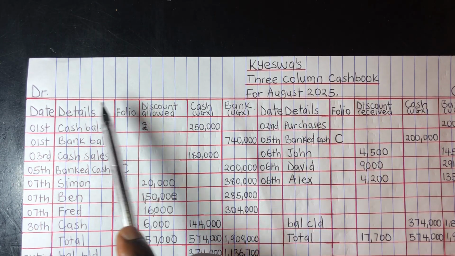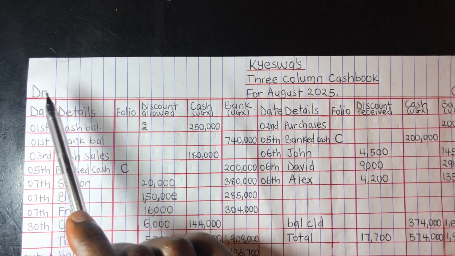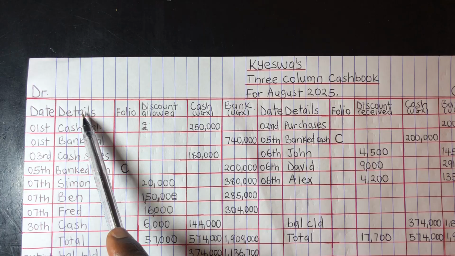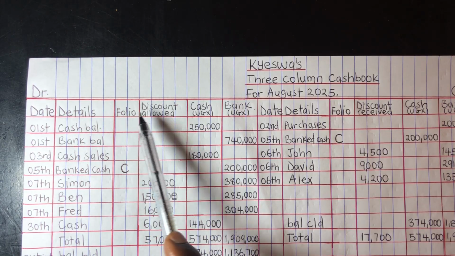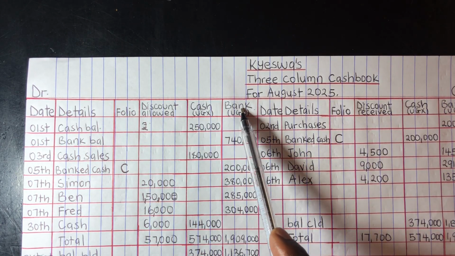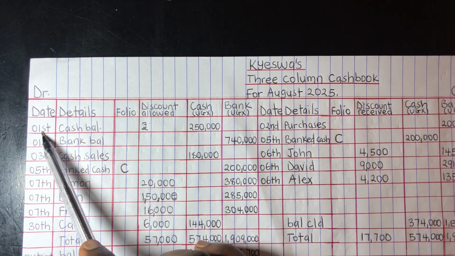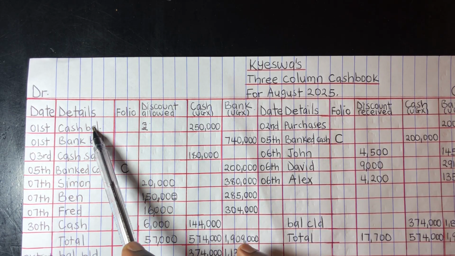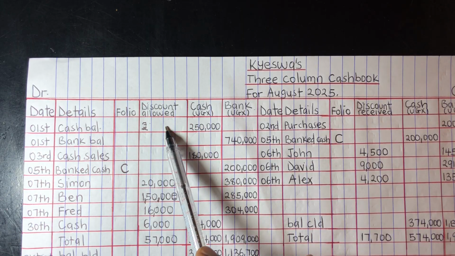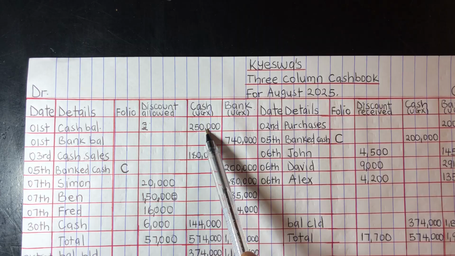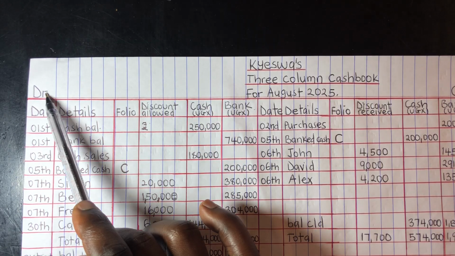So we're done with the title. This is the debit side, and this is the credit side. So we have details, date, folio, discount allowed, cash, bank on the debit side. So we record it first. The cash balance, we have no folio, we have no discount, so we record it in the cash column on the debit side.